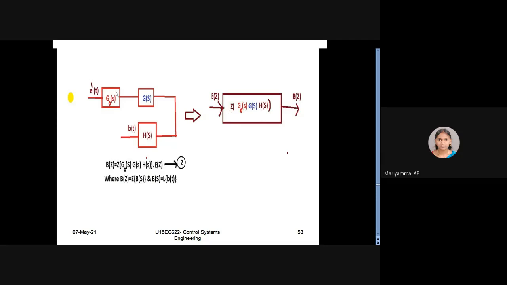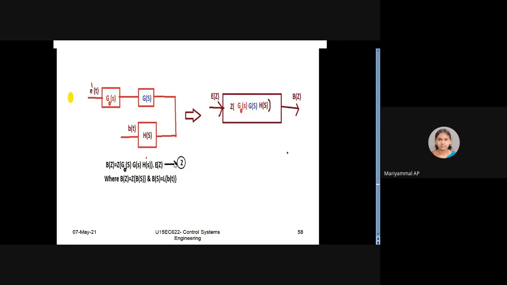See this, I'm going to simplify these 3 blocks into one, in the z transform representation: the z transform of G0(s), G(s) and H(s). That is the simplification of the given block diagram. See how we obtain this B(z). B(z), the output equation from the block, equals the z transform of G0(s)G(s)H(s) times the input signal E(z).